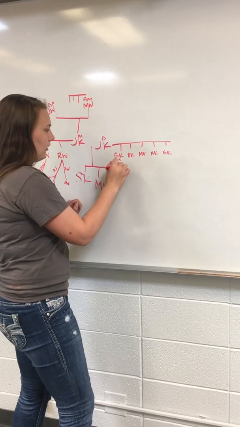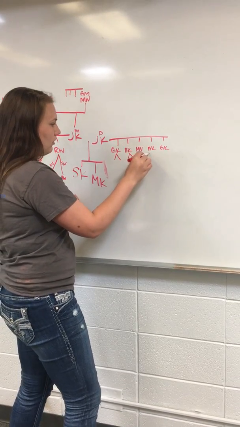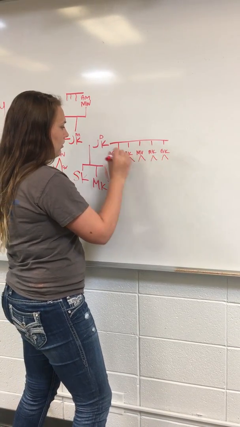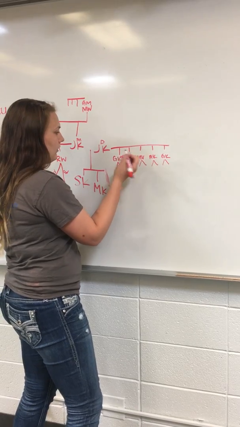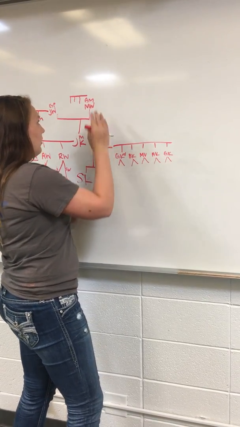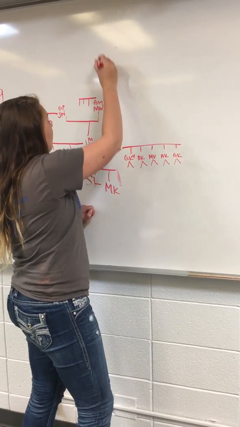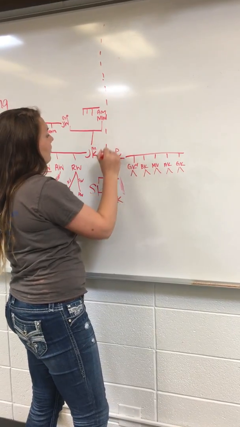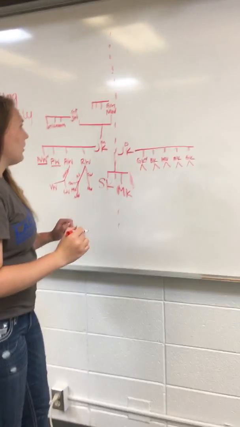And then you can list their kids as well. And then the deceased again. And then from him, you might want to keep it somewhat symmetrical down the middle so you don't get confused.